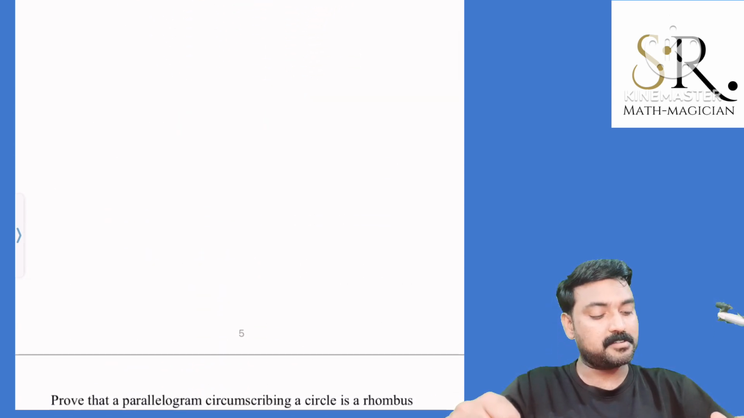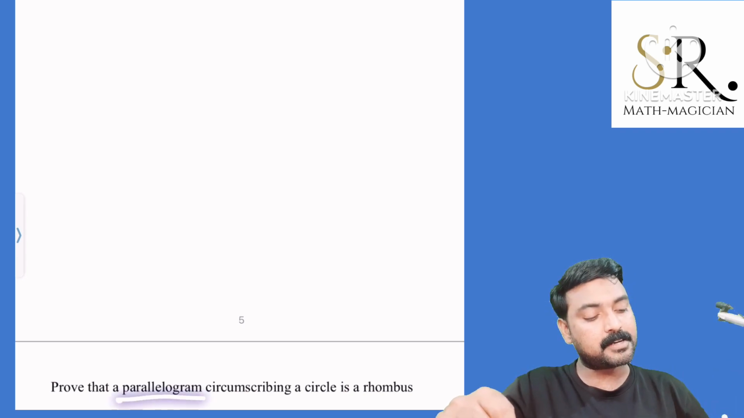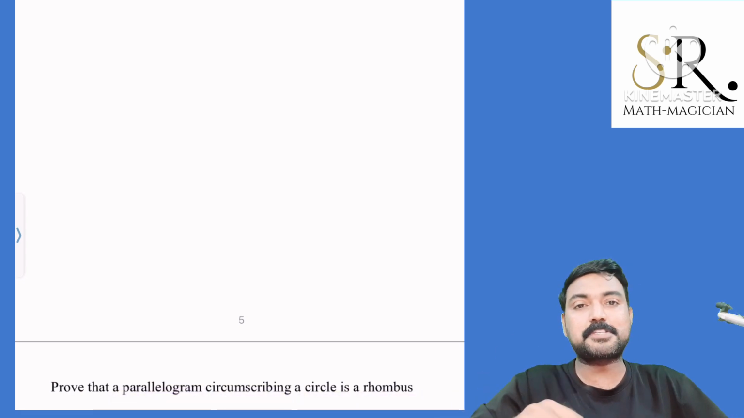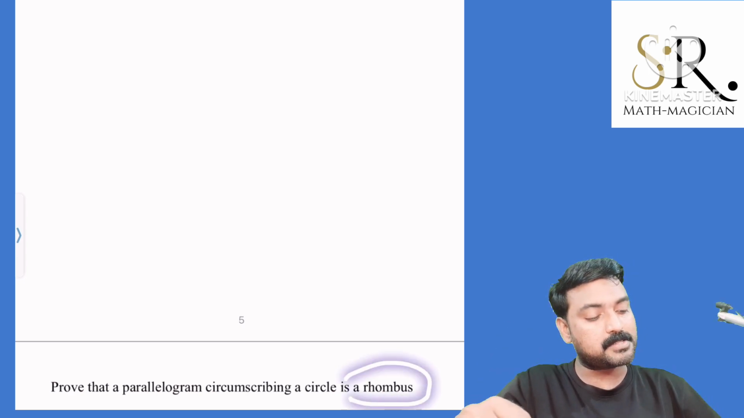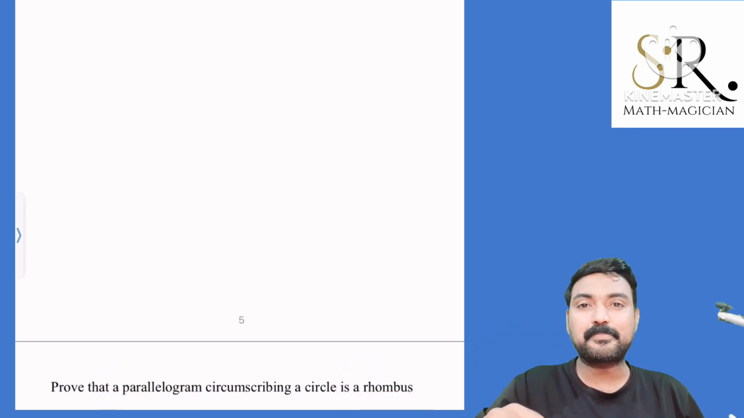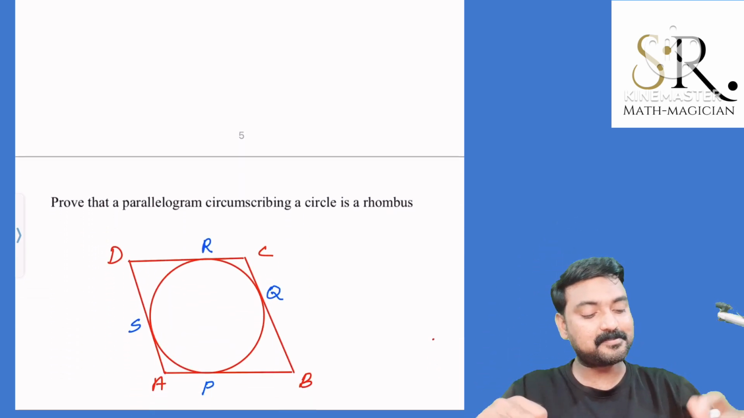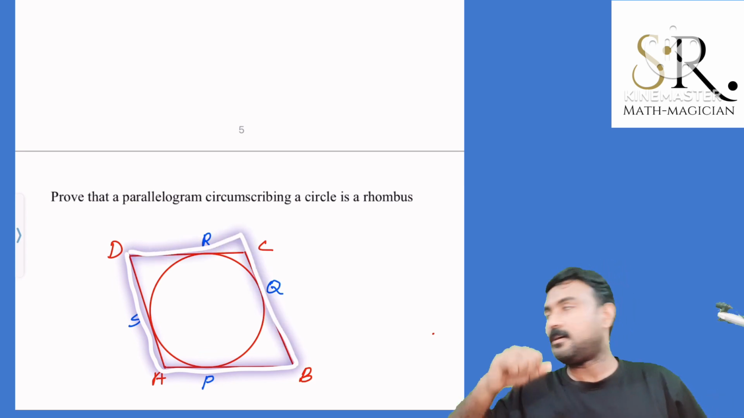What is the third question? Prove that a parallelogram circumscribing a circle is a rhombus. When we read this question, we have to understand what is given in the question and what is to find. We need to prove that this is a rhombus. What is given? It is a parallelogram circumscribing a circle. What is circumscribing a circle? That means we are drawing the parallelogram on the circle. Here you can see this parallelogram is drawn on the circle.